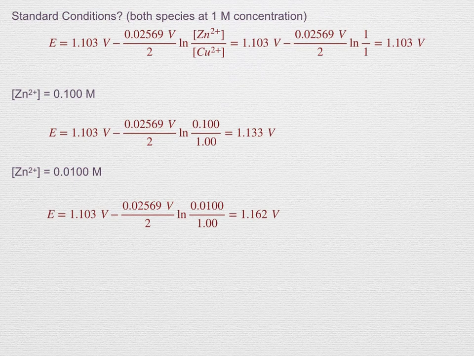What will happen if we decrease the copper concentration instead, while keeping the zinc at 1 molar? Well, copper is on the reactant side. If we decrease its concentration, Le Chatelier would tell us that the reaction will tend to go more in reverse to compensate. We might expect this potential to decrease in this case.